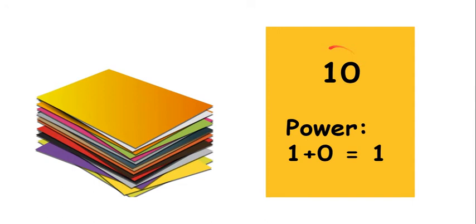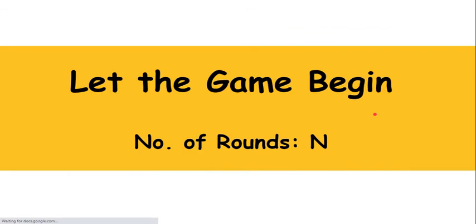For example, if you have 10 on your card, then your power is only 1, because in 10 there is 1 and 0, and 1 plus 0 is equal to 1, so your power is only 1. Whereas if you have 8, then your power is 8 itself, because in that case you have only a single digit, so the sum is obviously going to be equal to that. Now, let's begin the game where we are going to have n rounds.